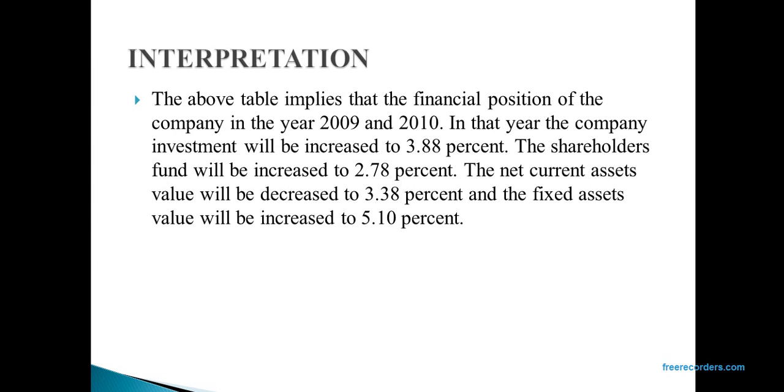Comparative balance sheet. Showing the comparative balance sheet for the year 2009 and 2010. Interpretation. The above table implies the financial position of the company in the years 2009 and 2010. In that year, the company investment was increased by 3.88%. The shareholders' fund was increased by 2.78%. The net current asset value was decreased by 3.38%, and the fixed asset value was increased by 5.10%.